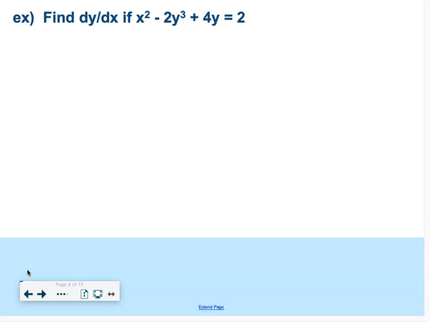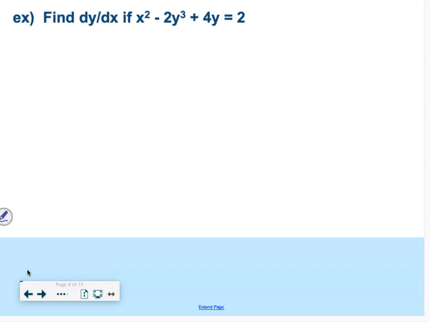Once you get your first line, check with your neighbors. See if you match. You match? Good. All right, let's see if I match.